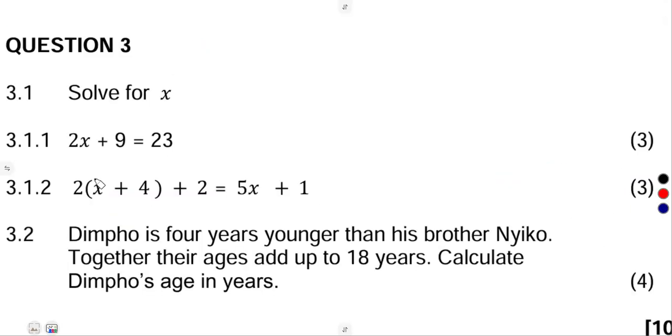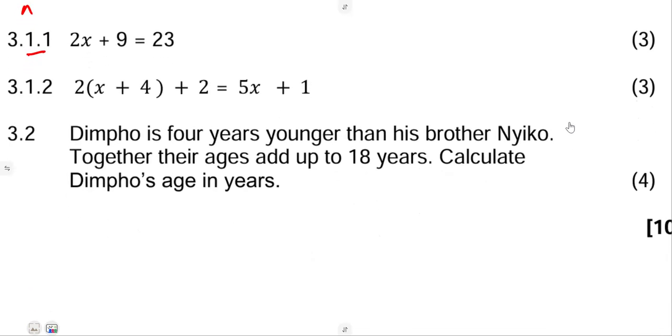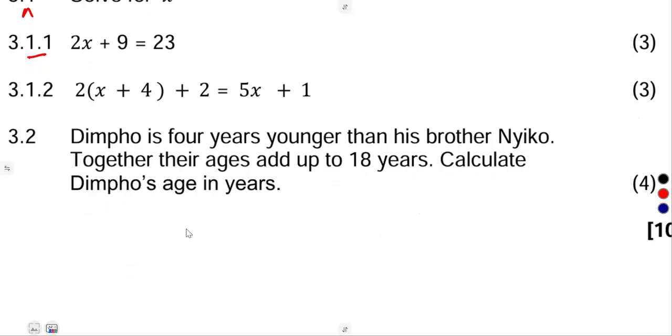On question number 3, solve for x. 3.11, given this equation, 2x plus 9 is equal to 23. Solve for x. So there is a positive 9. That's a linear equation, guys. So get rid of that. How? We can take it to the other side of the equation or subtract. There's a positive, so subtract 9, both sides of the equation.